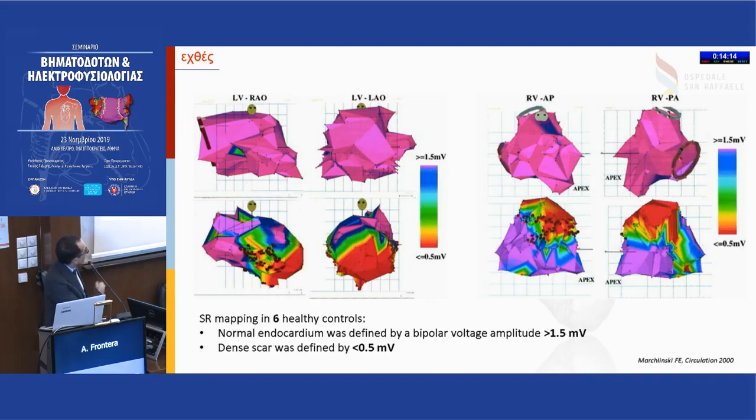You see less than 50 points maybe, but these were the first representation of the ventricles. So the first time that we recorded the scar, the red, so where is red is scar, where is border zone, and then there is healthy tissue. So this was the first representation ever of VT, and this was made by Marcinski in Circulation 2000. And the amplitude was defined as 1.5 millivolt healthy and below 0.5 scar.